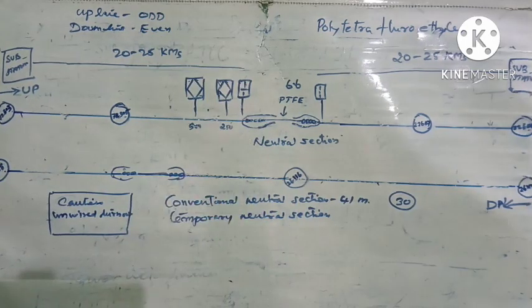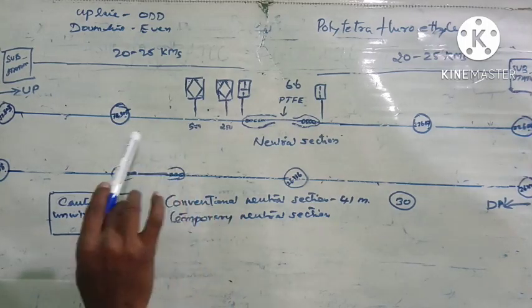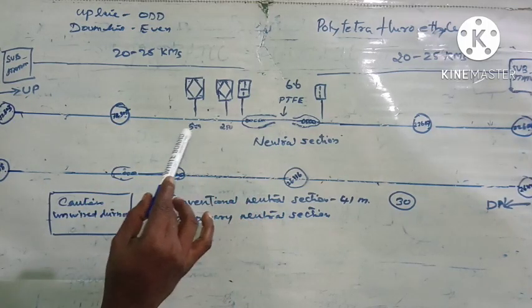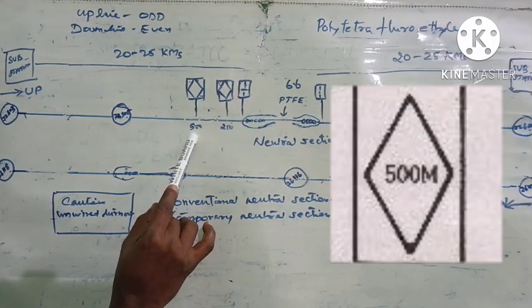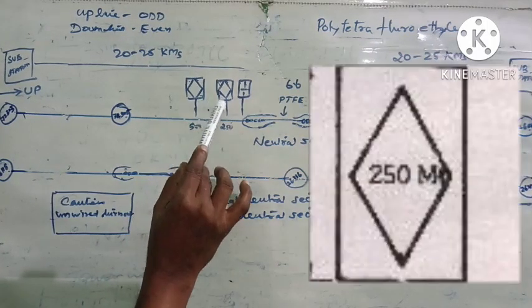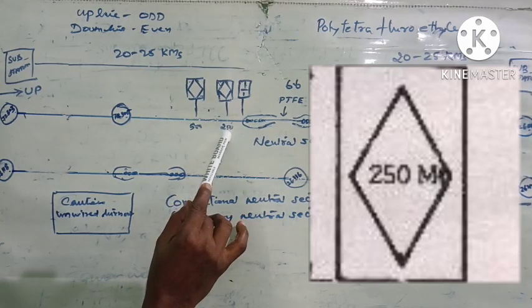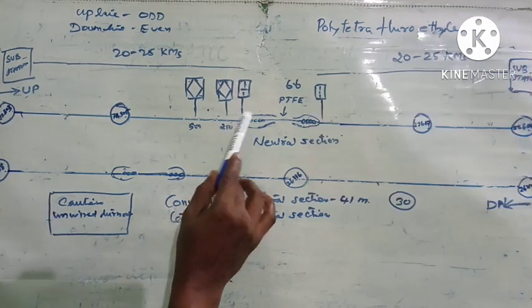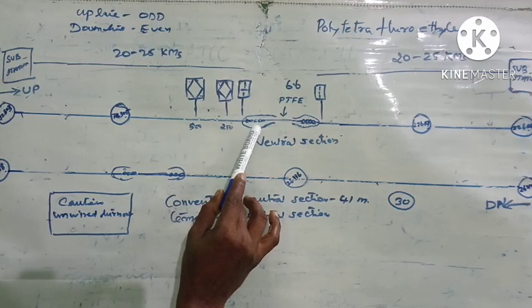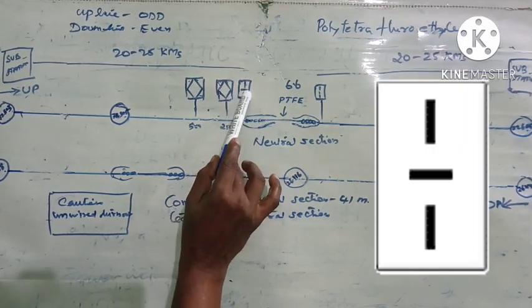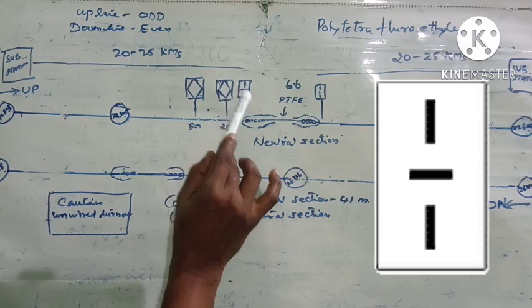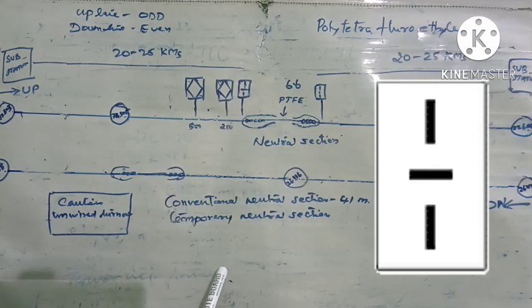So in the neutral section, to warn the loco pilot that he is approaching a neutral section, a board like this will be placed first at 500 meters. Then a similar board at 250 meters will be placed, and on the last mast in rear of this neutral section, a board like this will be placed. That means he must switch off the loco power.